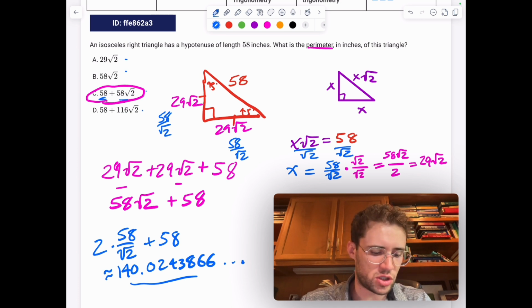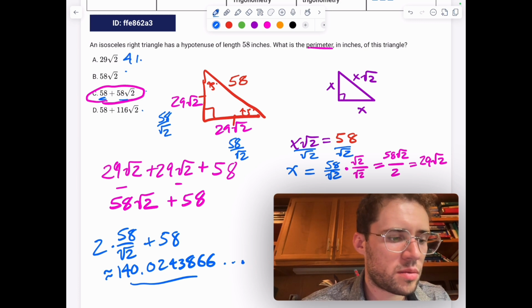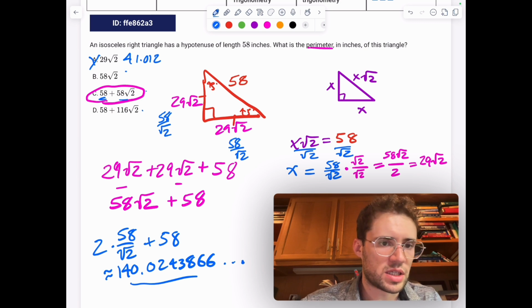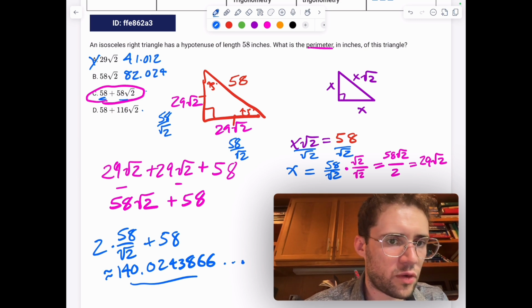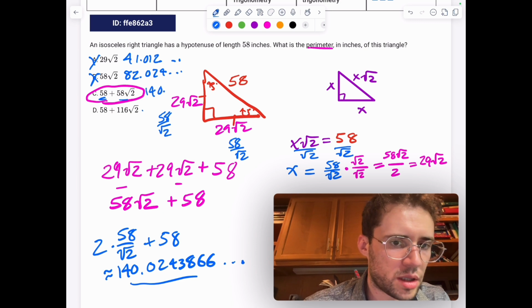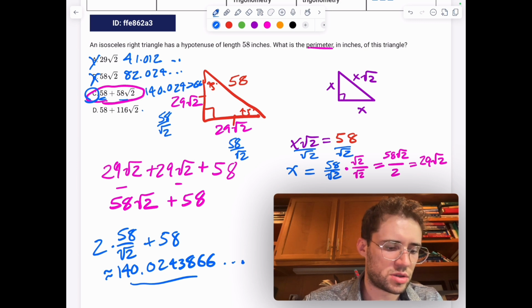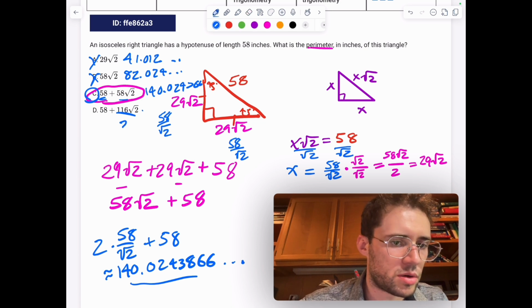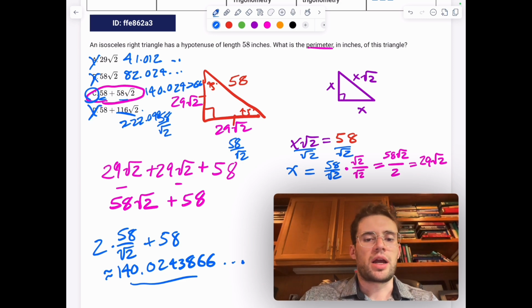So 29 times the square root of 2 gives us 41.012, that's too small. 58 times the square root of 2 gives us 82.024, that's also too small. And then if we have 58 plus 58 root 2, that gives us 140.0243866. Okay, that matches, that's good. And just to show it's going to be different, this one is obviously going to be bigger because you're just doubling the second part. But 58 plus 116 times the square root of 2, this would be 222.048, right, that's too big. So C would be our answer.